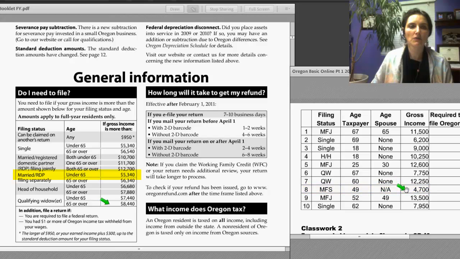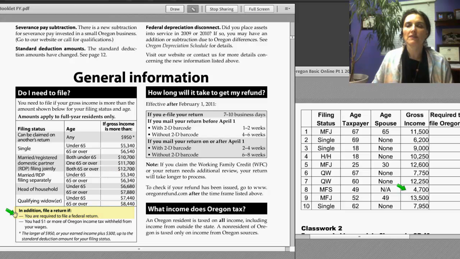Number 8, the income is only $4,700, and if you go over and look at married or RDP filing separately, the filing requirement is $5,340. But remember, in addition, file a return if you are required to file a federal return, and the married filing separate category says on the federal return that you are required to file a return if your income is $3,650 or more. This income of $4,700 is more than the federal filing requirement, and since Oregon says you must file an Oregon return if you are required to file a federal return, under those conditions we say yes, number 8 is required to file.